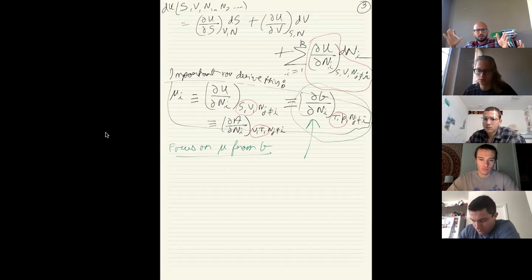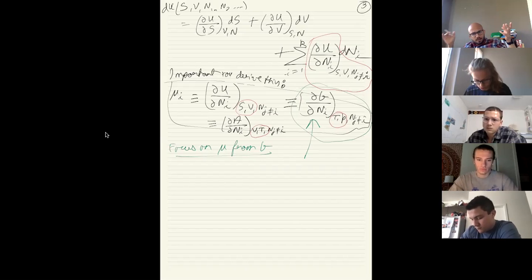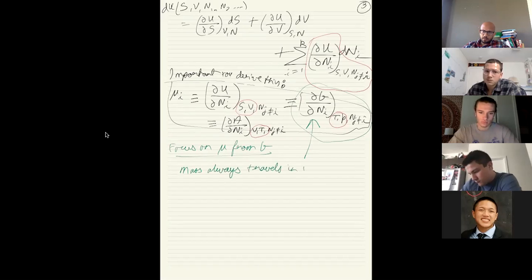So by seeing whether the mass... I'm looking at the number of students inside the classroom and the number of students outside the classroom. And if I see that the number of students inside the classroom tends to be increasing relative to the number of students outside the classroom, that means the chemical potential is lower in the classroom. Okay? So mass always, let me write it down, mass always travels in the direction of lower chemical potential. Okay? Does that make sense?